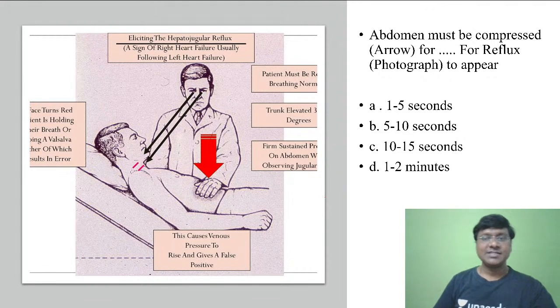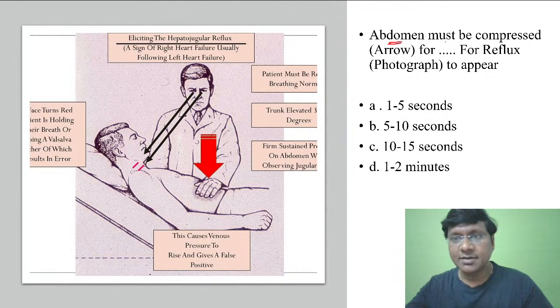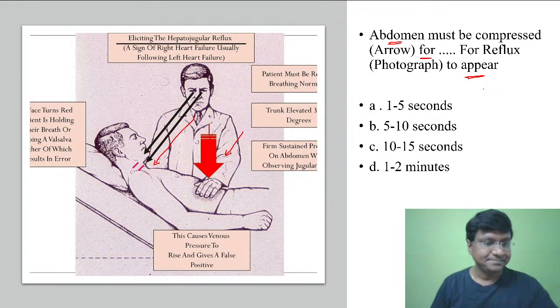Now this is another very important image-based question. Abdomen must be compressed for how many seconds for the reflex to appear? Now what is the reflex he is doing? You see here, this is the reflex he is trying to do, and he is observing something in the neck. So abdomen must be compressed for how many seconds for the reflex to appear?